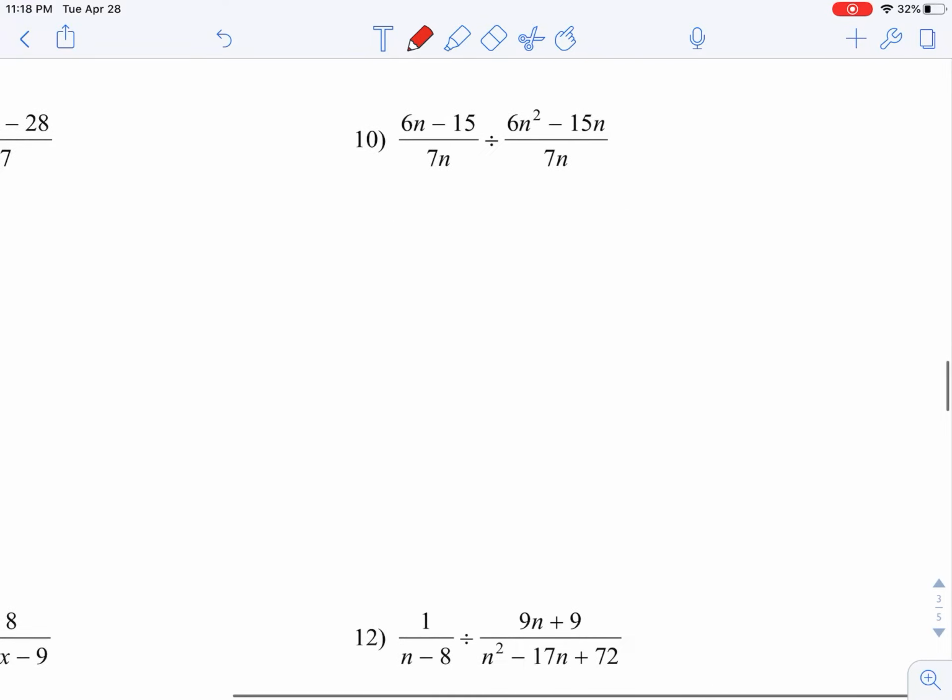Let's look at number 10. So we need to flip the second fraction over and change it to times.